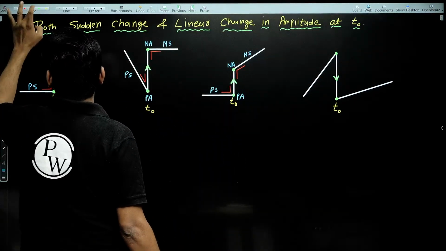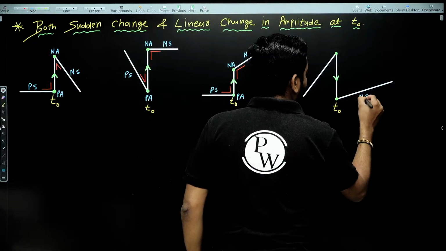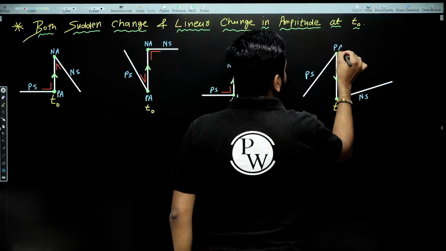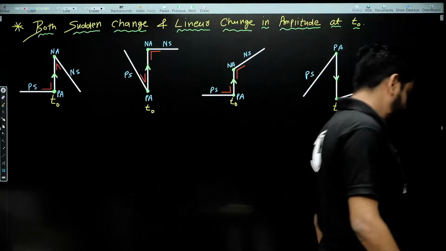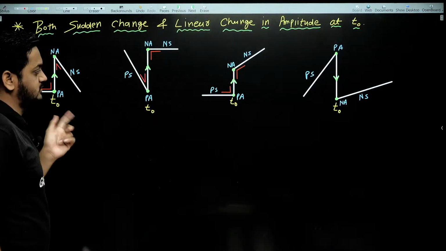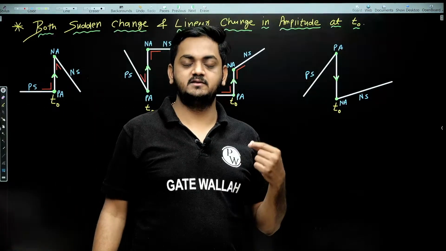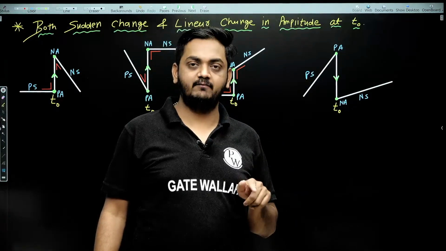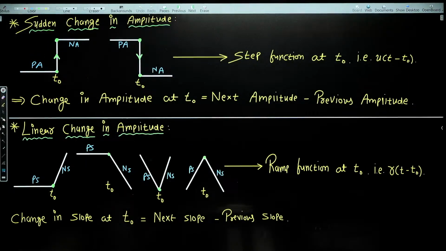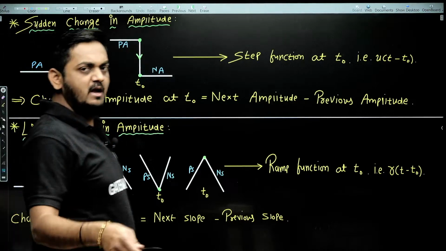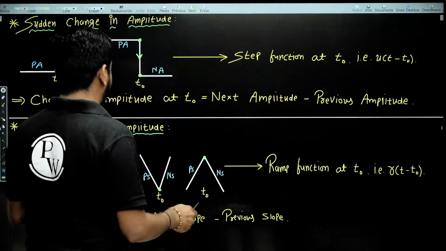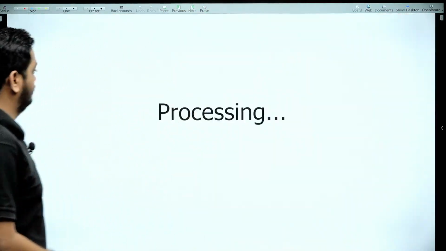So here also, guys, it is the next slope minus the previous slope, and the next amplitude minus the previous amplitude. Is that clear? Fine. Very good. In this case, you have to find the change in slope and also the change in amplitude. Both the step function and the ramp function will come into the picture. If you understood this concept very well, then you can solve any type of question, whether it is easy, medium or difficult. So let us start with the very first question.